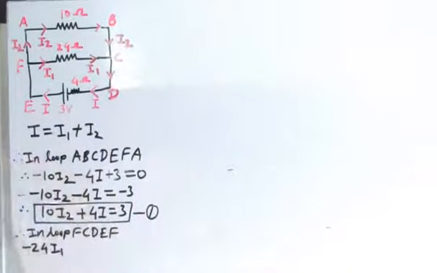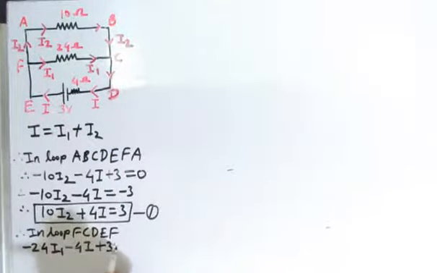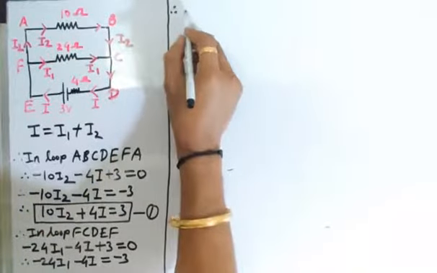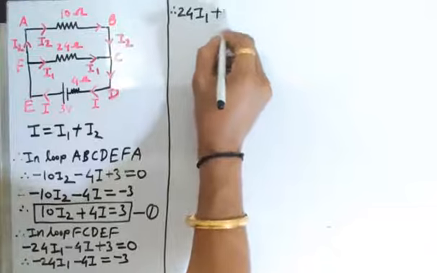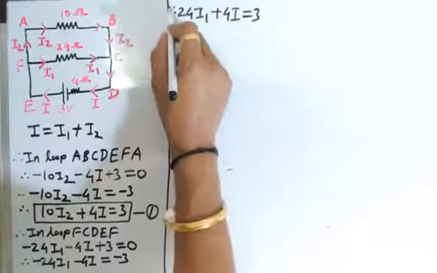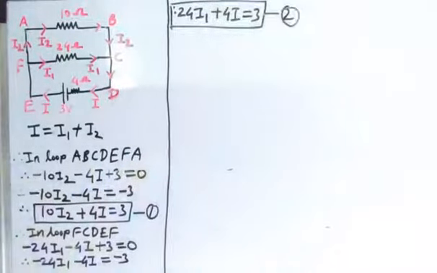Now from C to D, we are not having any component. From D to E, we have this 4 ohm internal resistance of the cell, and the direction of flow of current I is the same as the direction of tracing of the loop. Therefore we can write minus 4I. We are moving from negative to positive terminal of the cell, so we can add plus 3. From E to F, the loop completes, so it is equal to 0. Therefore, after solving this, we get minus 24 I1 minus 4I is equal to minus 3. Therefore, we get 24 I1 plus 4I is equal to 3. We will consider this as equation number 2.